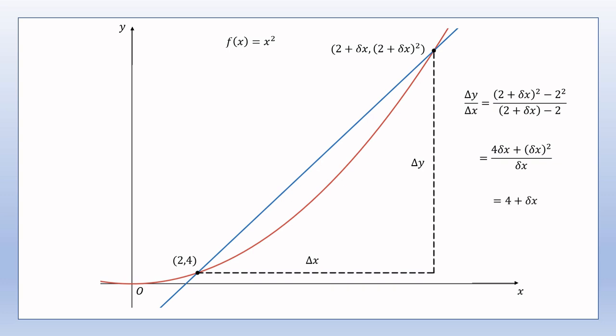So now as delta x gets smaller and smaller and gets closer to 0, though never becomes equal to 0, there's no question about whether or not 4 plus delta x gets closer to 4. It clearly does.